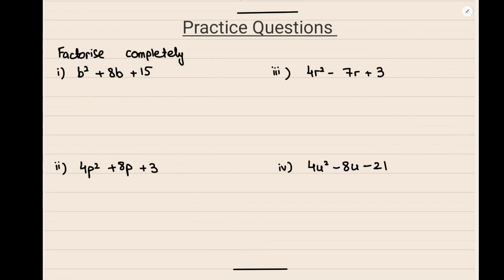These are the practice questions for you to try. Press pause and have a go. When you're ready with your answers, press play.